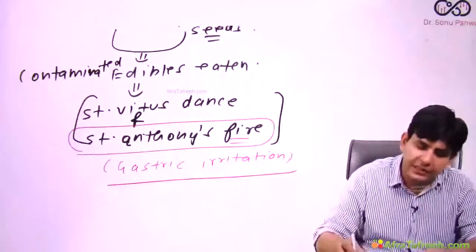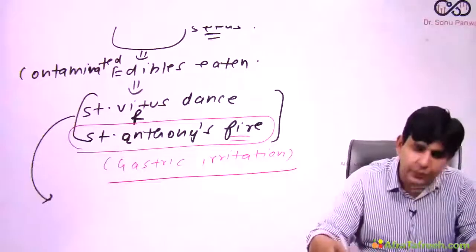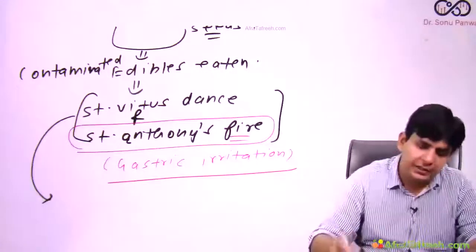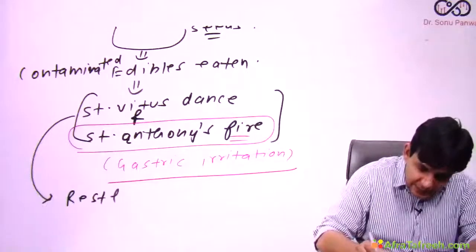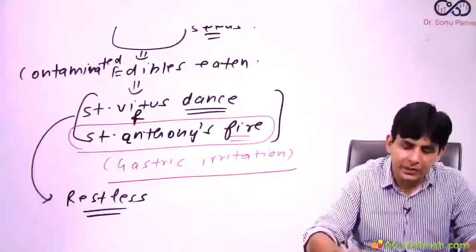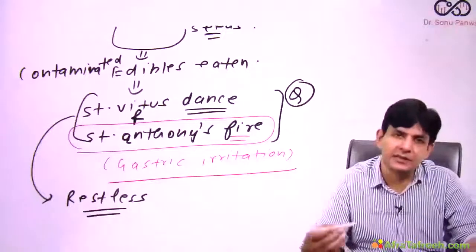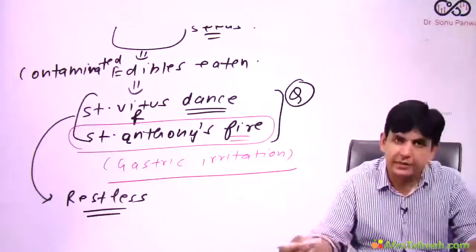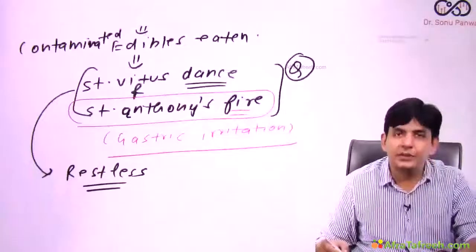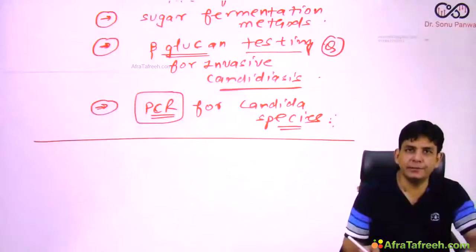And because of this gastric irritation, the person becomes restless, and that restlessness is termed Saint Vitus dance. This is also asked in the AIIMS exam: where do you see Saint Vitus dance? The answer is, it is seen in ergotoxicosis, that is ergot poisoning. So remember that ergot poisoning associates with Claviceps purpurea seeds. This much you need to remember.